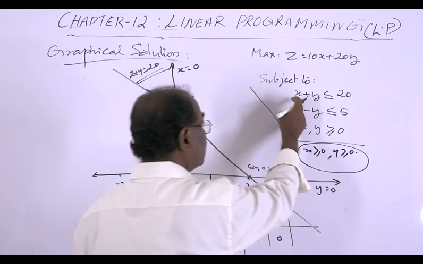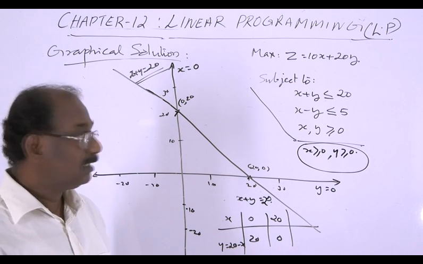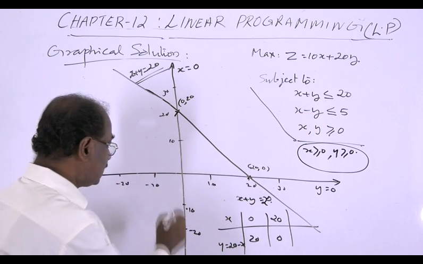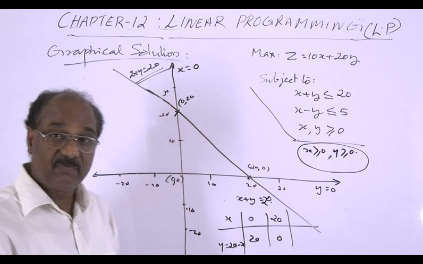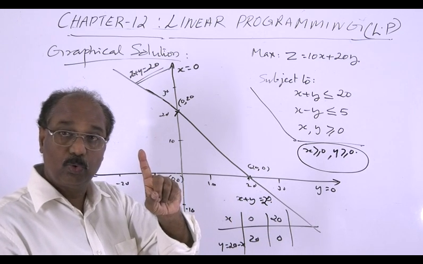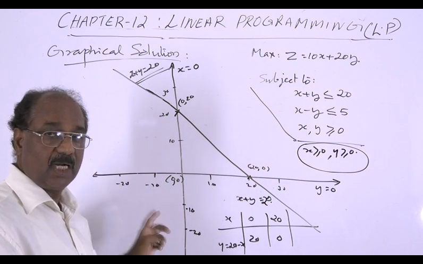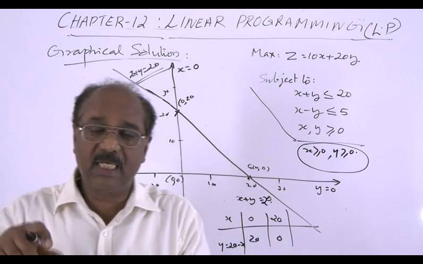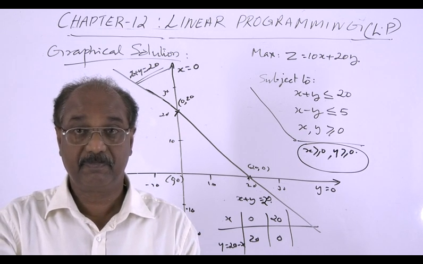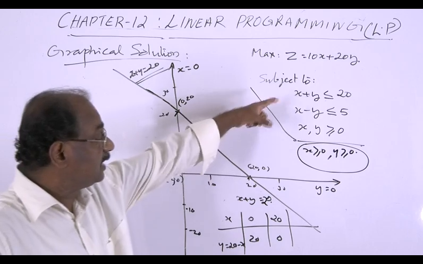Then identify the region x plus y less than or equal to 20. For this, put x equal to 0, y equal to 0, the coordinates of the origin, and find where the origin comes. This line divides the whole plane into 2, the upper portion and the lower portion. One portion will be x plus y less than or equal to 20, and the other will be x plus y greater than or equal to 20. So identify the region where this origin comes, then we can identify the region.